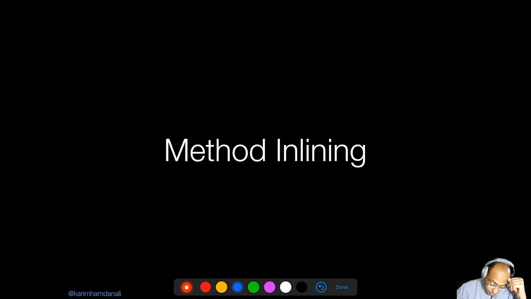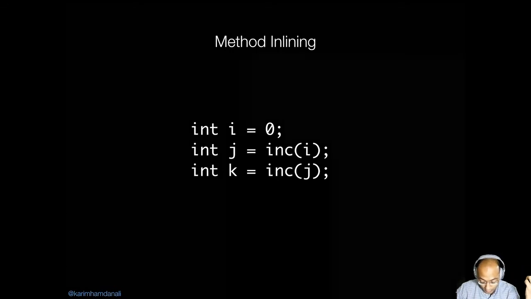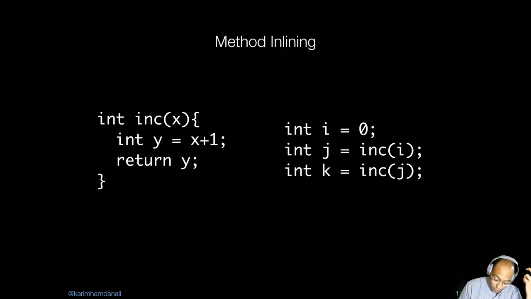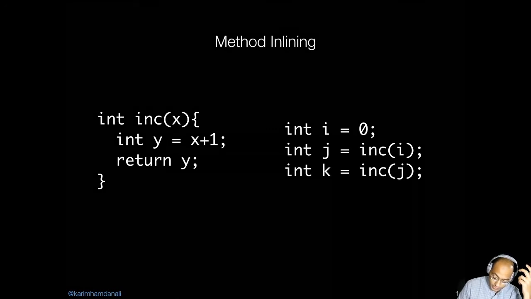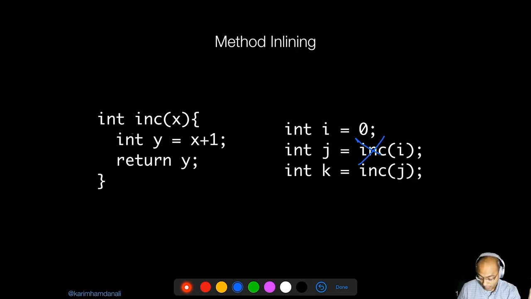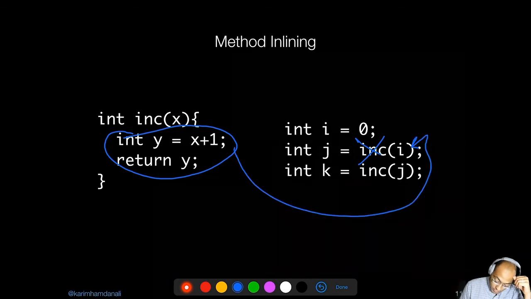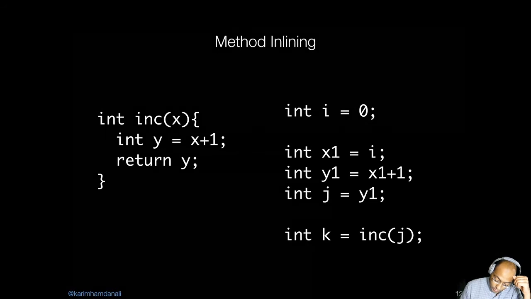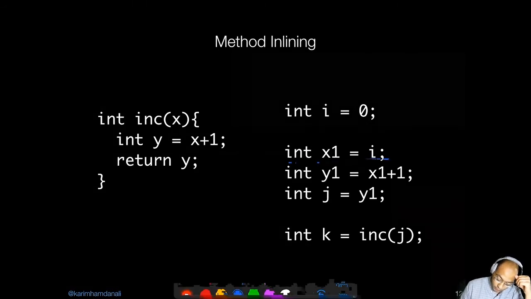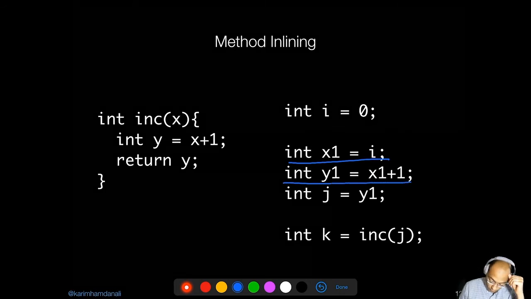So what does method inlining do? Again, using the same example, I have the same method inc, and what I'm doing now is instead of duplicating the method, I'm going to eliminate the method call, take that code here, replace that method call with it, and see what happens to my program. So this is what's going to happen now. I'm going to have int x1 equals i, int y1 equals x1 plus 1, because that's the first method call, int j equals y1. That's basically my first method call.